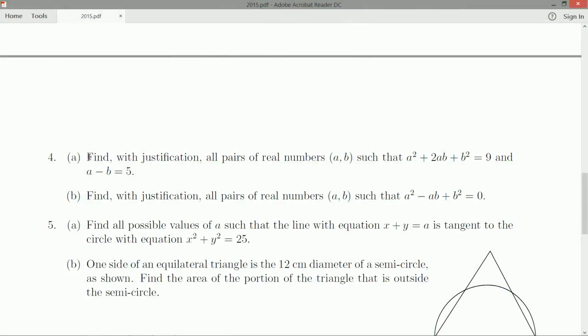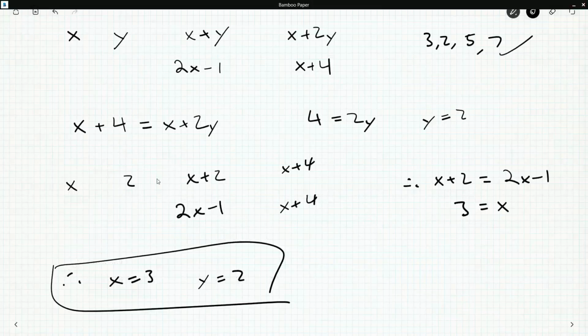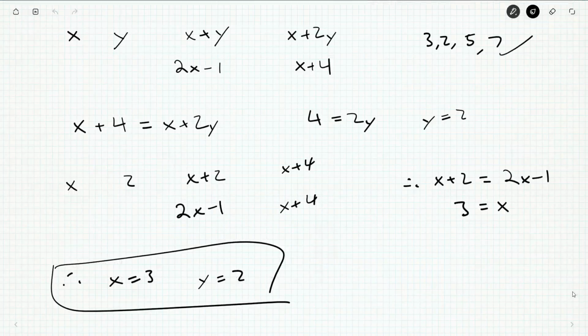For part A, find with justification all pairs of real numbers a and b such that a squared plus 2ab plus b squared, well, that's just (a plus b) all squared, equals 9, and a minus b equals 5. Alright, so let's get ourselves some paper here. So 9 is a squared plus 2ab plus b squared, but that's just (a plus b) all squared.